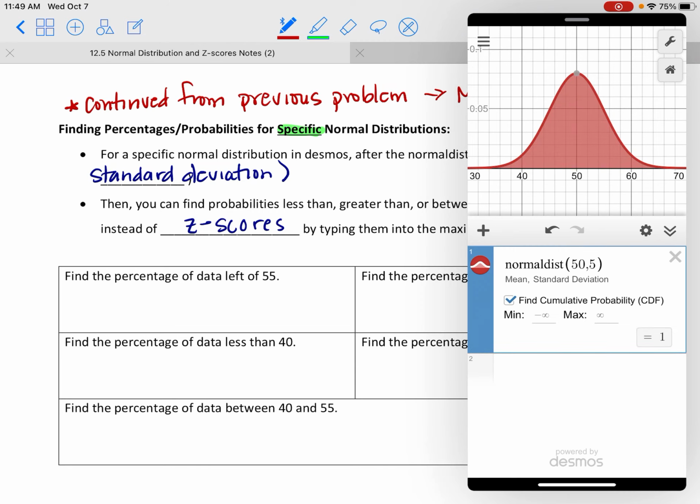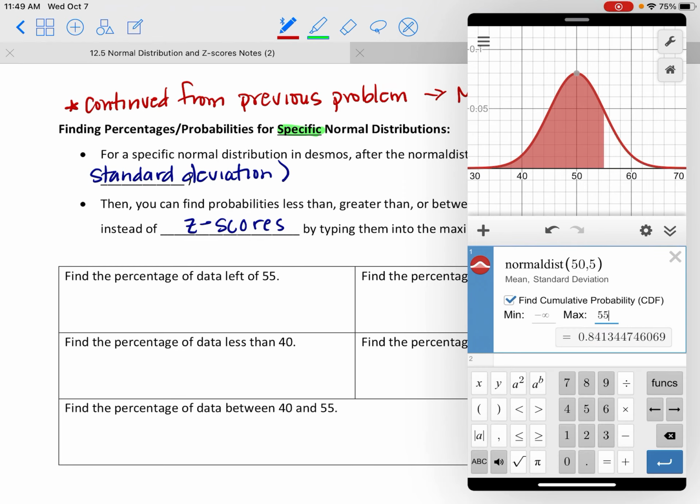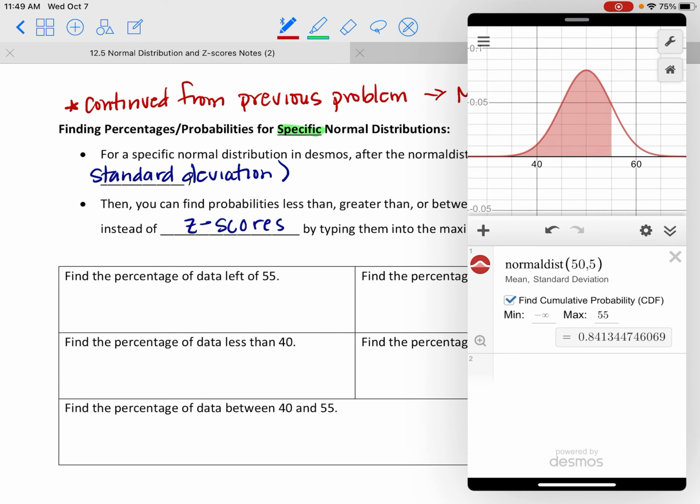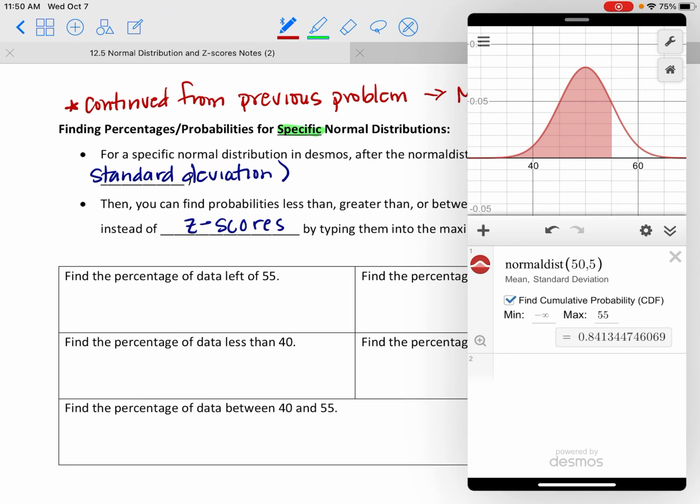So now, let's say I wanted to find the percentage of data that was to the left of 55. Well, 55 is not a z-score now, it's an actual value, but I'm doing the same thing. Left of 55, I'm going to make 55 my maximum, and now I can see there's 55 there. I have highlighted the percentage of data that is to the left of that mark. And in my box, it tells me that is about 84%. So this is 0.841, which is 84.1%.